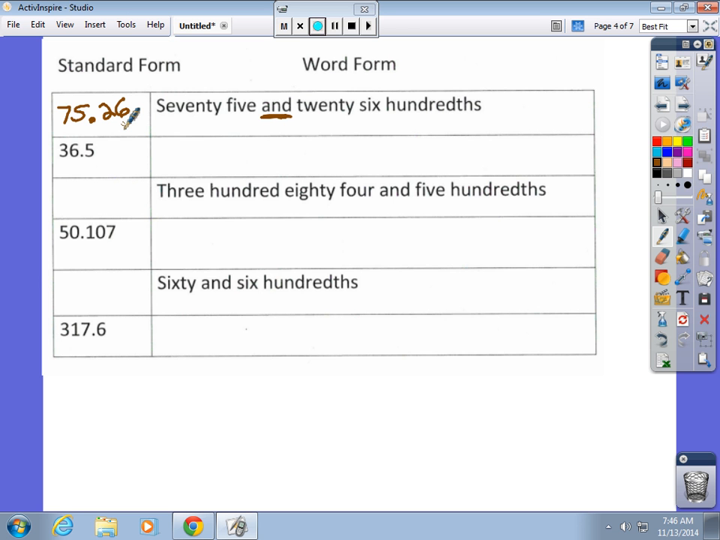Our next number here, we just have to read it. If you can read it, you can write it. First number to read is the whole number. We have 36.